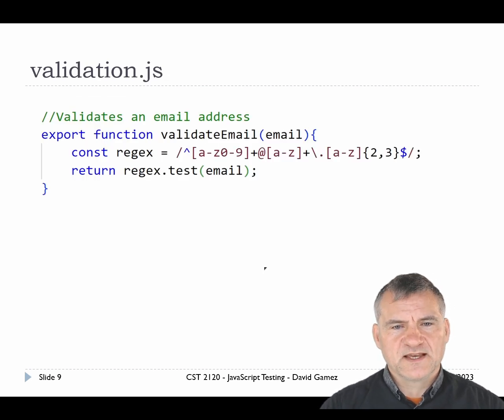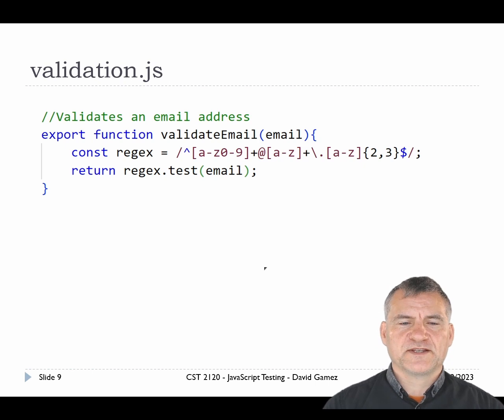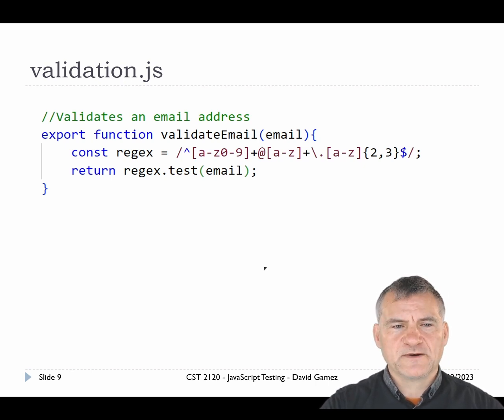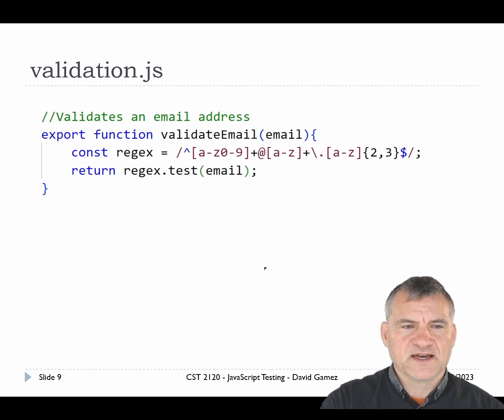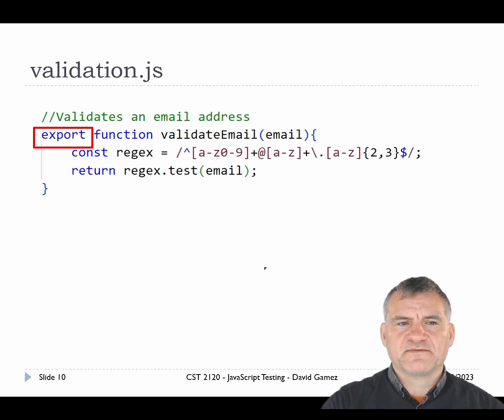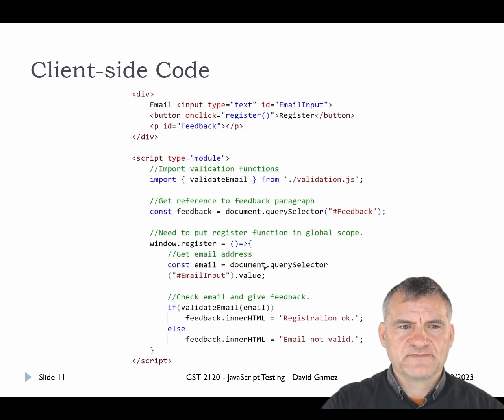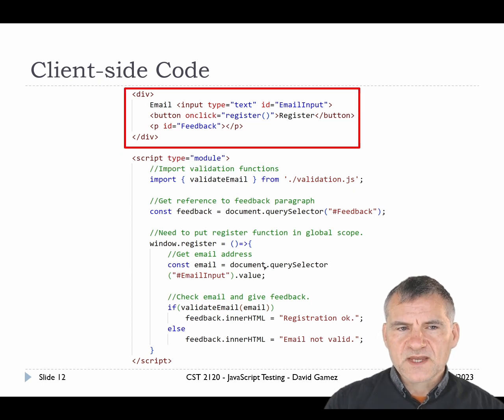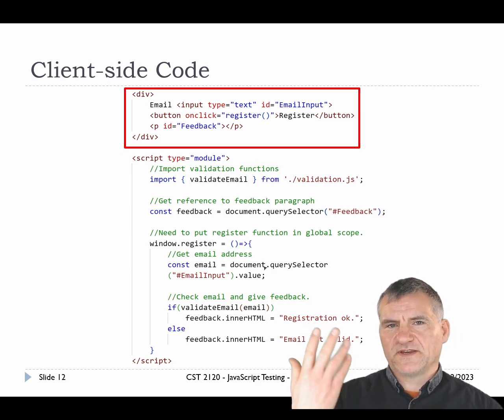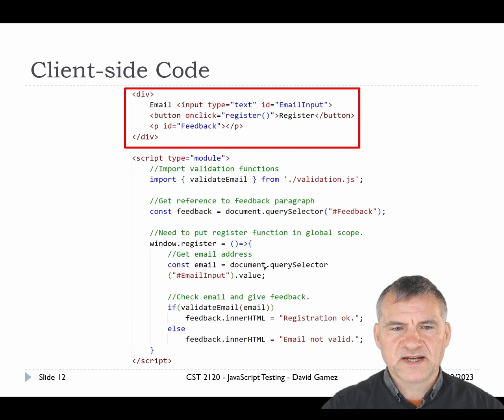Here's my simple validation function. It's just a regex that runs tests against the email, and it returns true if the email is valid and false if the email is invalid. I'm exporting that function from this file, validation.js, and then in my client-side code I can import it. The client-side code basically consists of the standard input field and a button.